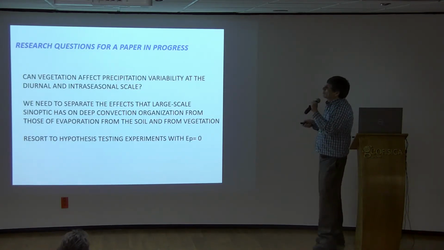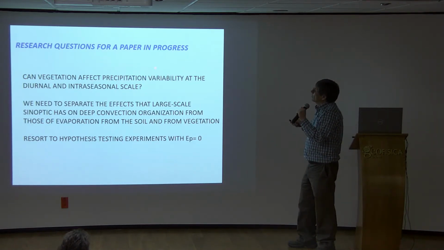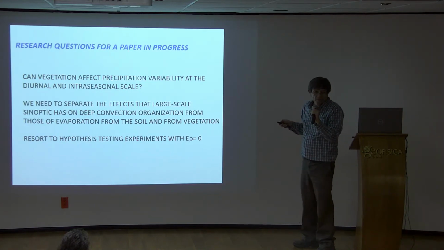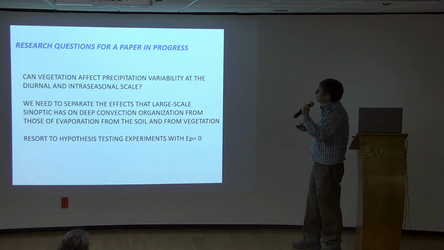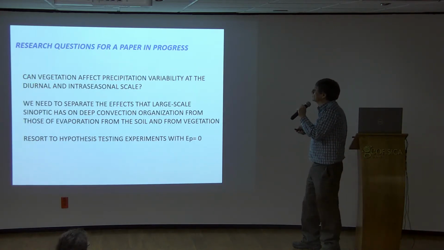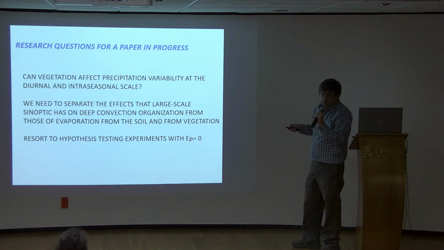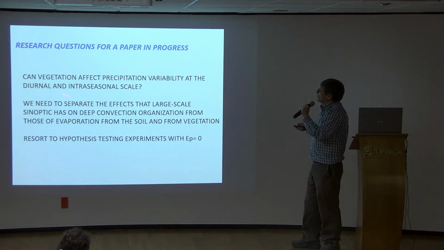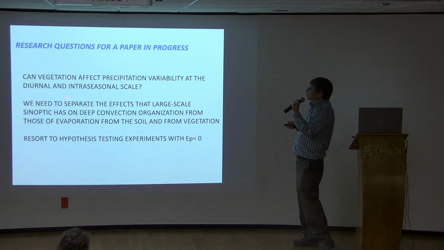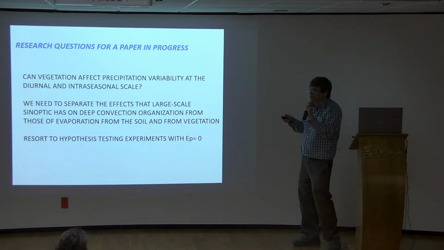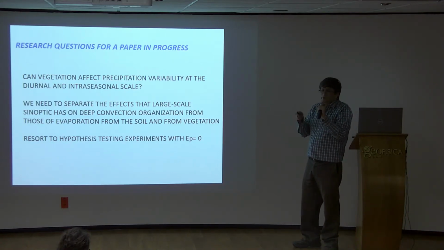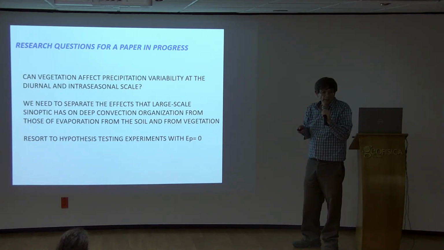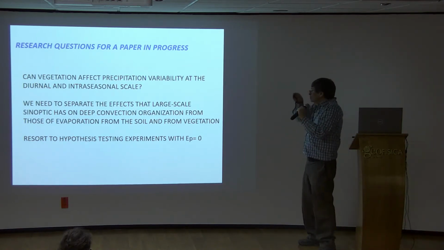So my research question, for me and for my colleagues, and the paper is still a work in progress, we haven't finished it yet, but the main question is: can vegetation affect precipitation variability at the diurnal scale, which, you've seen, is the diurnal cycle of the convection in Sonora, and the intraseasonal scale? By intraseasonal, what I mean is what will happen within the same year, between June and October, for instance. So that's what we're looking at.